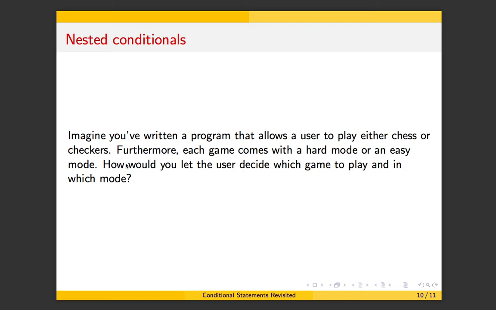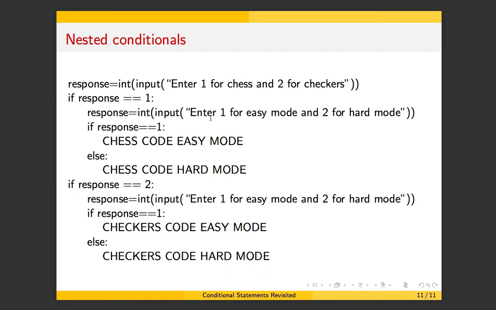Okay, there are many you could come up with, but suppose you've written a program, and of course, this is hypothetical. We don't have the tools to do this right now, but whatever, you're a gaming programmer. You've written a program that when you open it, it will let you play either chess or checkers. And furthermore, each game comes with a hard mode or an easy mode. So, how do you let the user decide what they're going to do? You have to let them choose a game. You have to let them choose a difficulty mode.